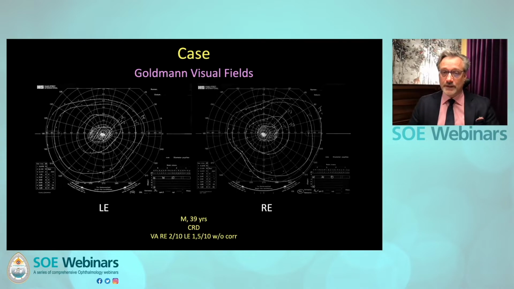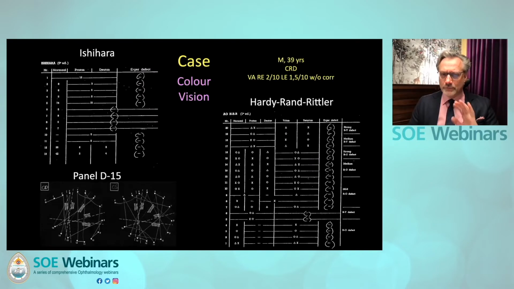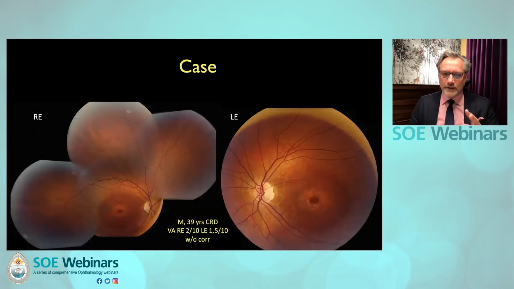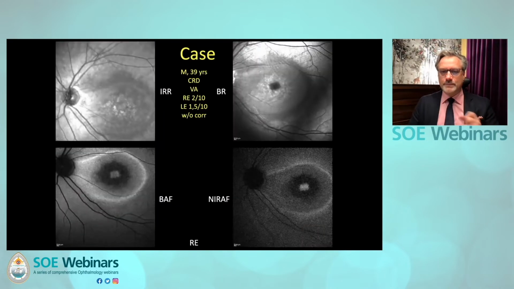Let's look at an example again. Goldmann visual fields, full, but they show an issue centrally. Color vision's really bad in this gentleman, and you see a central bullseye lesion. This is typified even more on blue light and near infrared reflectance or autofluorescence image and reflectance imaging.